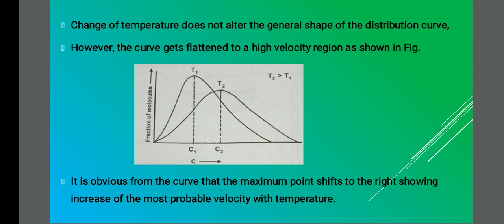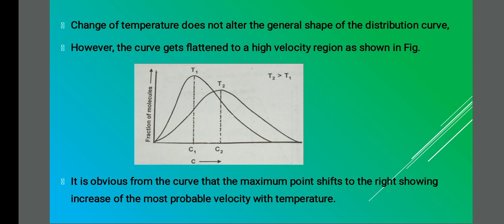Okay, so two curves are shown. The curve gets flattened to a higher velocity region, as shown in the figure. It is obvious from the curve that the maximum point shifts to the right, showing the increase in most probable velocity. Temperature 2 is higher than temperature 1. So there are two curves. When temperature increases, the curve gets flattened. So what we are saying is that it is nothing but an increase of most probable velocity with an increase of temperature. The most probable velocity increases when the temperature is increased.